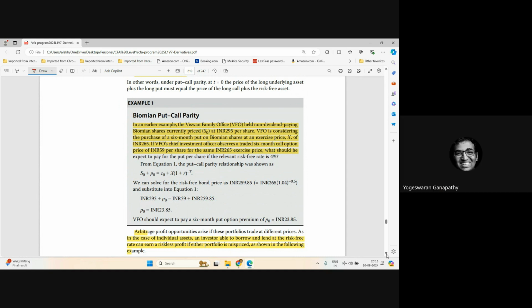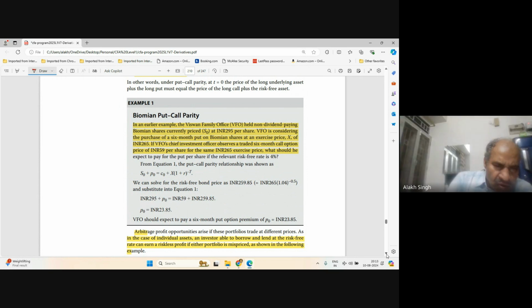In an earlier example, the VFO held non-dividend paying Biomain shares currently priced at 295 rupees per share. VFO is considering the purchase of a 6-month put on Biomain shares at an exercise price of 265. VFO's chief investment officer observes a traded 6-month call option price of 59 for the same 265 exercise price. What should we expect to pay for the put per share if the relevant risk-free rate is 4%? Okay, so it is telling us to calculate the price of the put, P0.